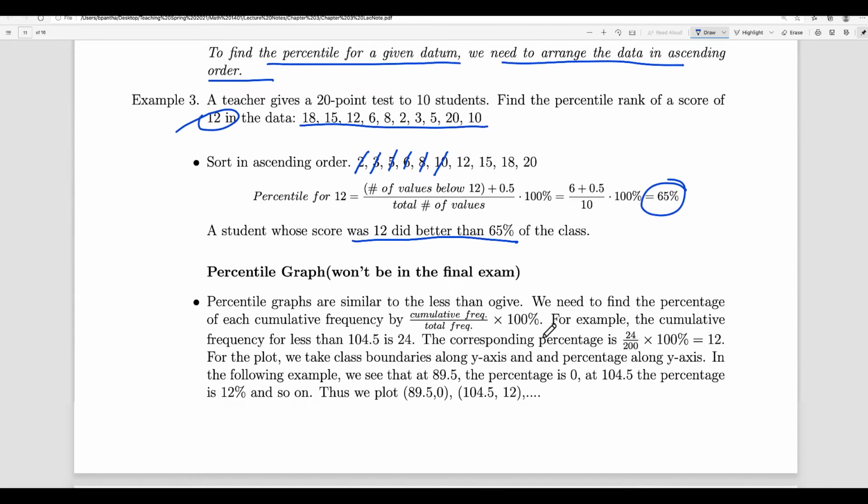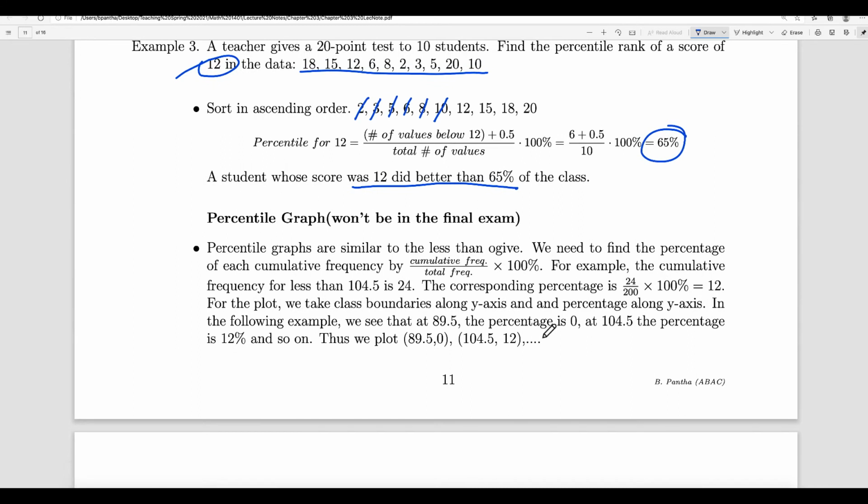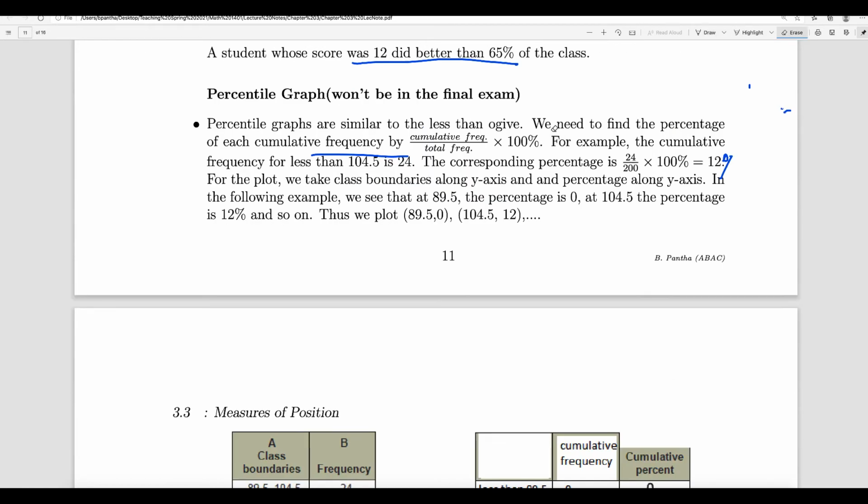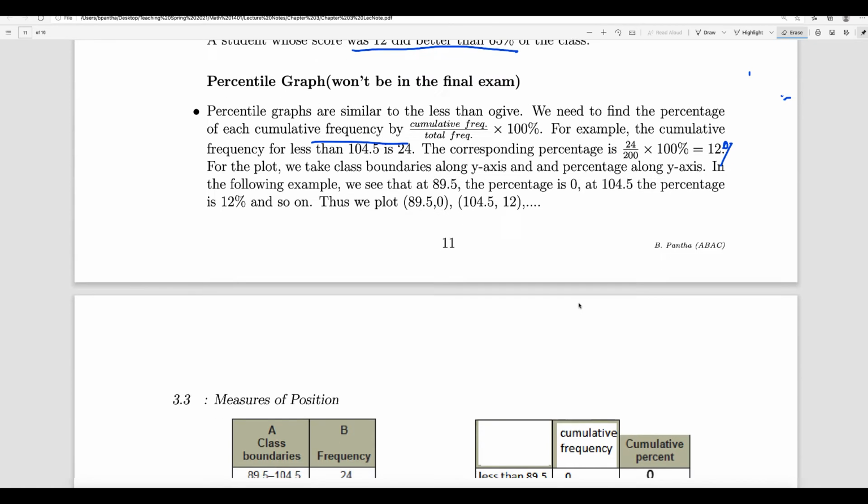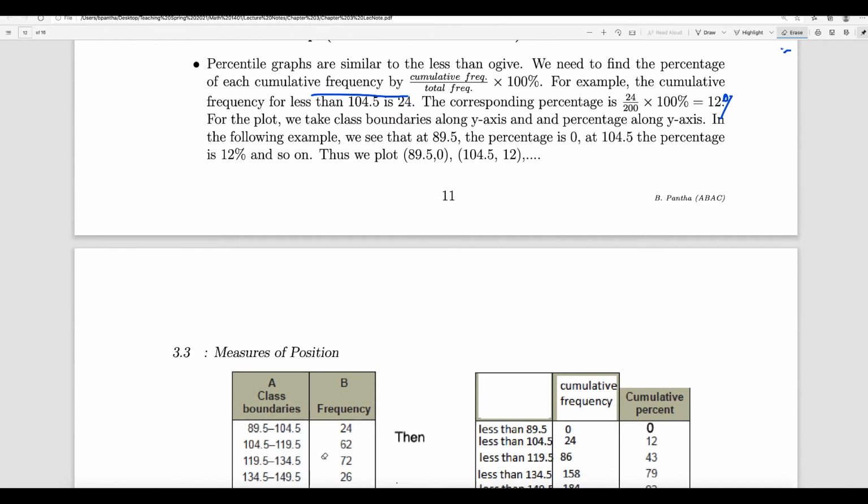Okay. Next is the percentile graph. Percentile graphs are similar to the less than ogive. We draw the percentile graph. What we need to do is find the percentage of each cumulative frequency, by cumulative frequency divided by total frequency times 100%. For example, look at this example. See, there are data from 89.5 through 104.5. There are 24 data. Between 104.5 and 119.5, there are 62 data, and so on.